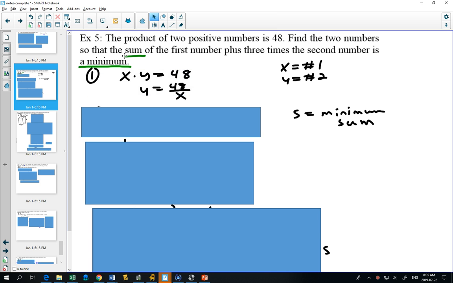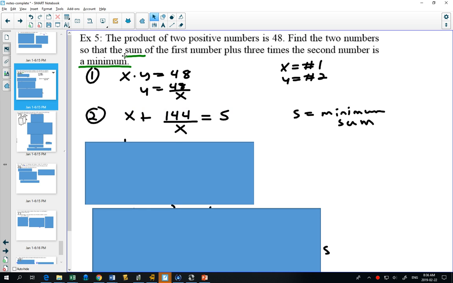So we have two pieces of information here. We know that the product of the two numbers is 48. And so we could rearrange that to get one letter by itself. In this case, I happen to get y by itself. You could get x by itself. It really doesn't matter.